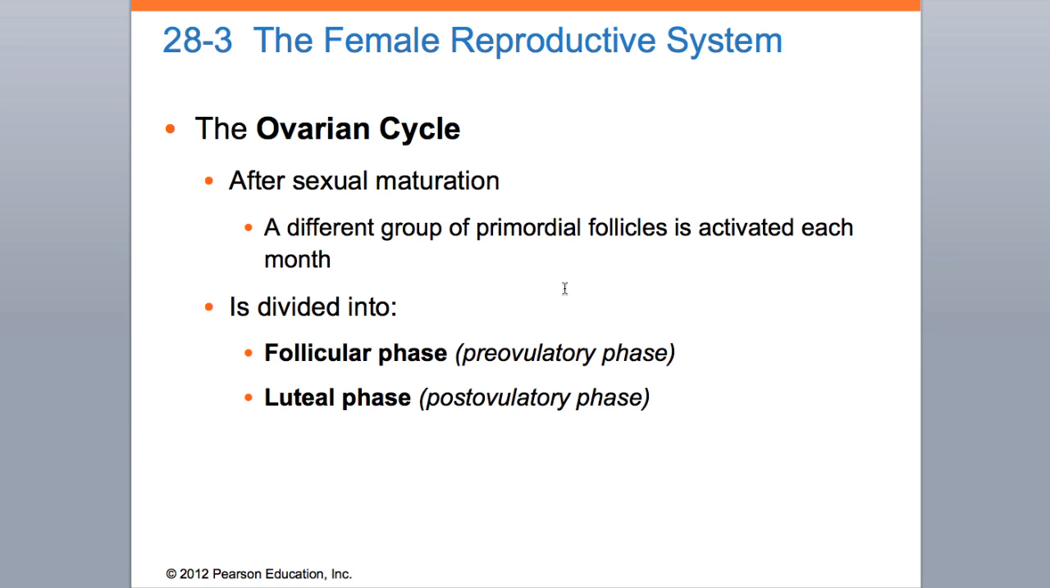Now, when we say ovarian cycle, we're talking about what happens to the ovary. So what's happening in the ovary? It has two main phases, the follicular phase and the luteal phase. They're basically saying what happens before ovulation and what happens after ovulation. That's basically how it's broken down. Next slide.